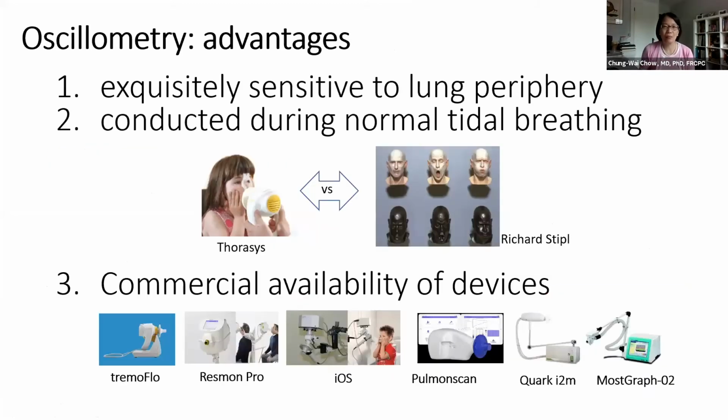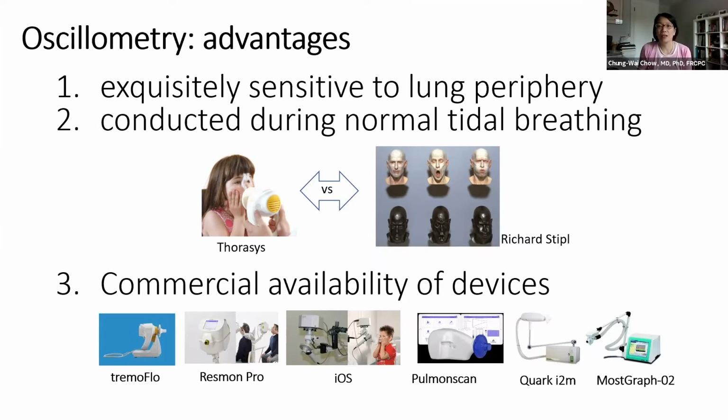And it is specifically this exquisite sensitivity to the lung periphery that has made it very useful to respiratory physiologists for the past half century. The lung periphery in the small airways is a region of the lung that is not well assessed by conventional methods.